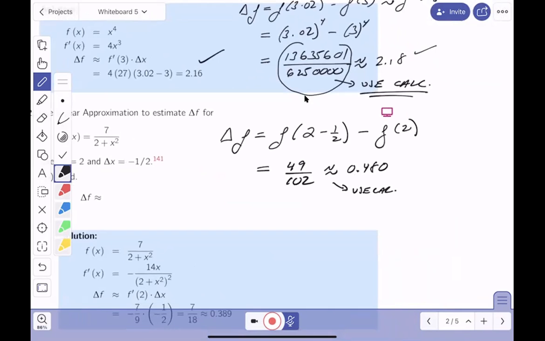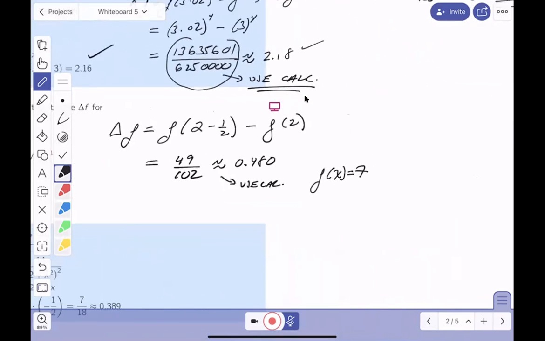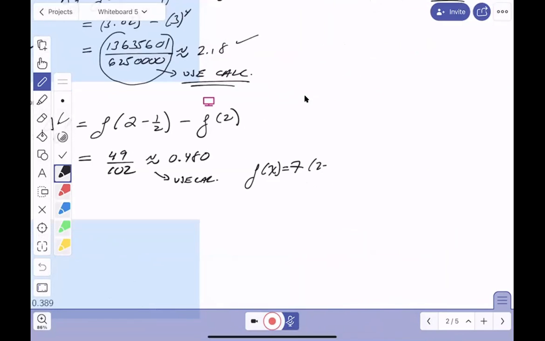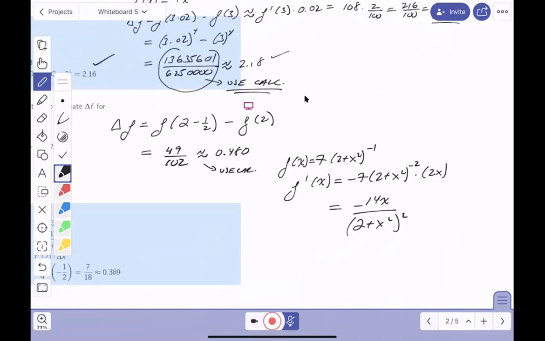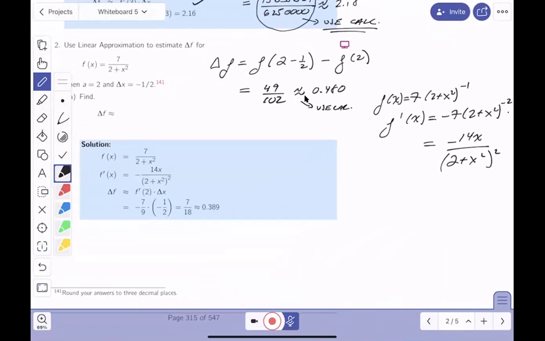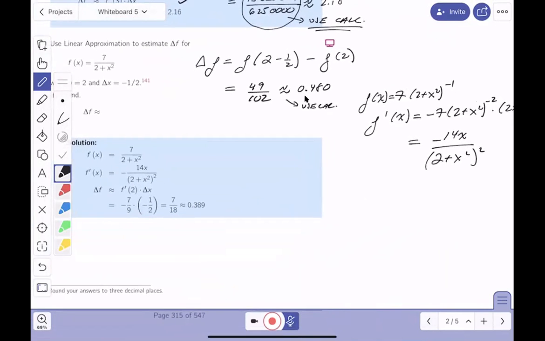And F of X, so write this on the side, is 7, and then 2 plus X squared to the minus 1. I'll be careful here. F prime, it's going to be minus 7, 2 plus X squared to the minus 2 times 2X. That's going to be minus 14X, 2 plus X squared. So we go back over here, and I want to point out the derivative is written down for you. And it can't hurt to check these things to make sure you're going along okay.